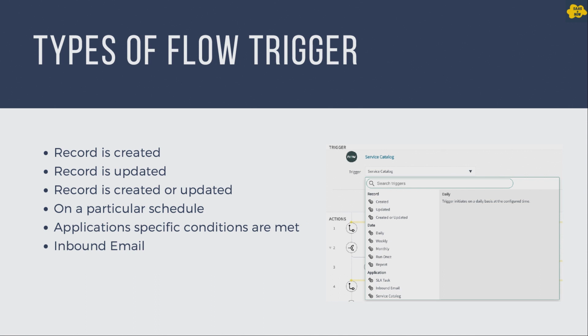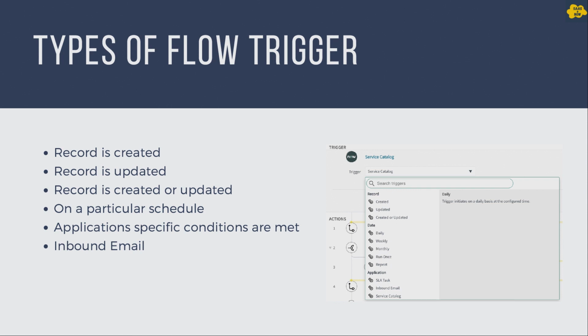And the next one is related to schedule. That means on a particular schedule. So if you want to trigger any flow at a particular date and time, that is something you can use in flow as well. Then you have application specific triggers. That means if a condition is met as per the application, then the flow will also be triggered. As an example, service catalog. Let's say you have created a flow and you have referred that flow in a catalog item. Then once somebody requests that catalog item, this flow will be triggered automatically.